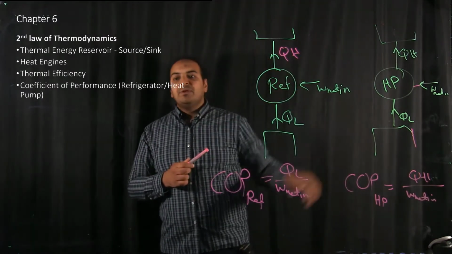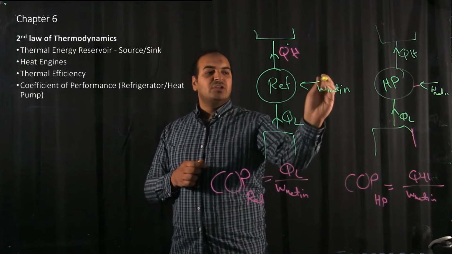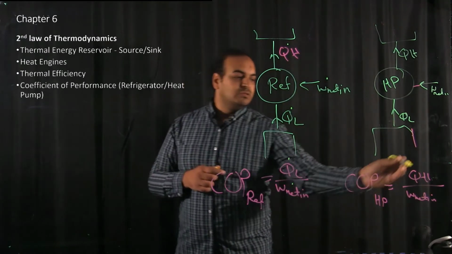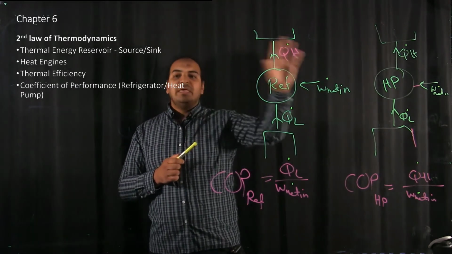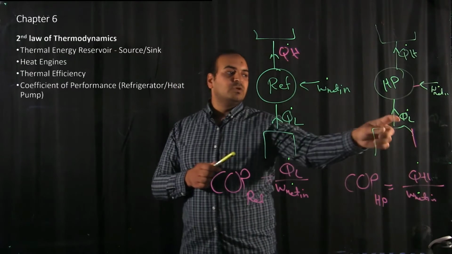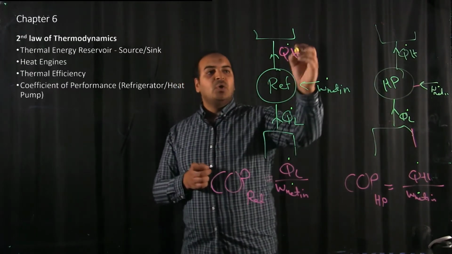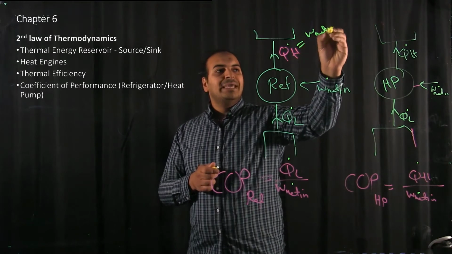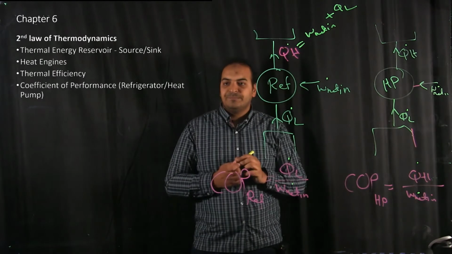If everything here is per unit time, all you need to do is add a dot over each one, the same thing. If everything here is per unit mass, it will be small q and small w, and everything is valid. Again, Q high equals W net in plus Q low. Exactly the same equation as before.